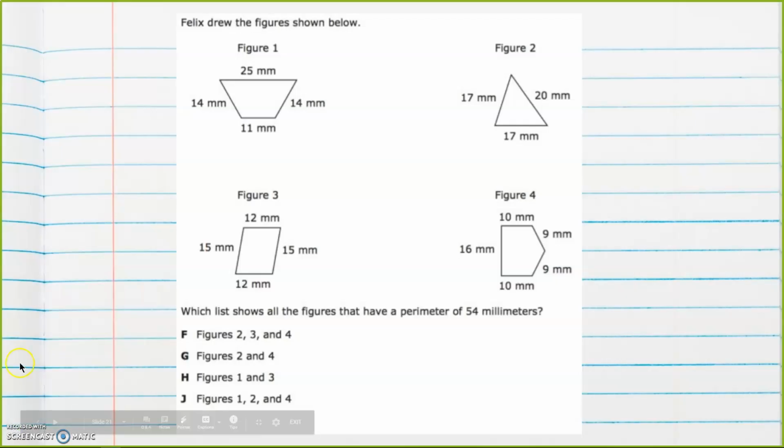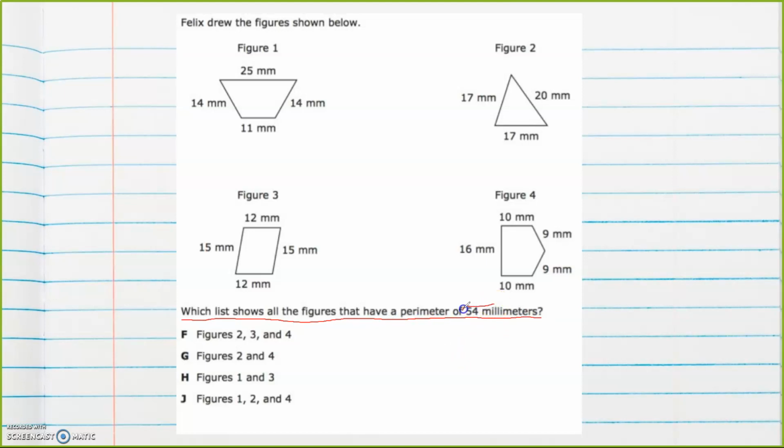Go ahead and take a look at our question for today. Felix drew the figures shown below. So we have figure 1, here's our shape. Figure 2, here's our shape. Figure 3, here's our shape. And figure 4, here's the shape. Which list shows all of the figures that have a perimeter of 54 millimeters?